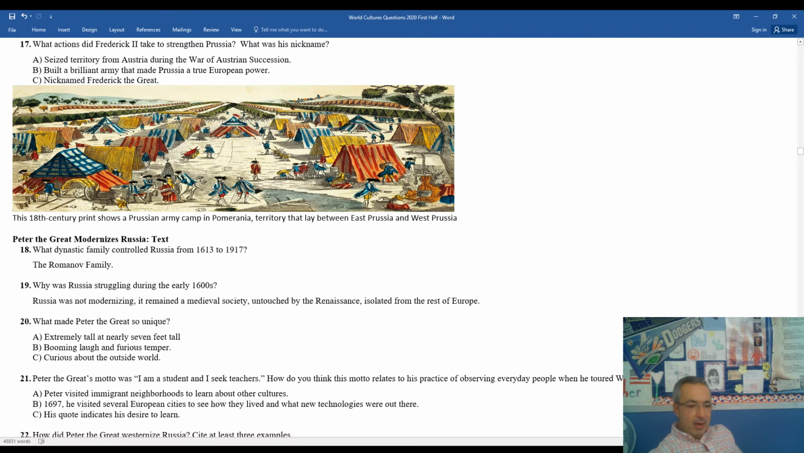Speaking of great, Peter the Great, extremely tall, nearly 7 feet tall. When you think about how tall 7 feet tall is today, you just imagine back then when the average height of a male during that period of time was probably like 5'5", 5'6". He had a huge laugh, a furious temper, curious about the outside world, and really a great personality in history. Peter the Great's motto was, "I am a student and I seek teachers."